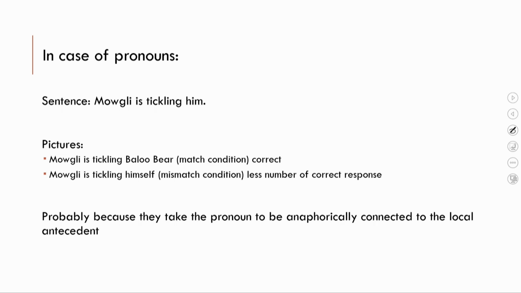Sentence: Mowgli is tickling him. Pictures: Mowgli is tickling Balu Bear, which is the match condition. So, they got it all correct. Mowgli is tickling himself, which is a mismatch condition. Fewer correct responses were found.